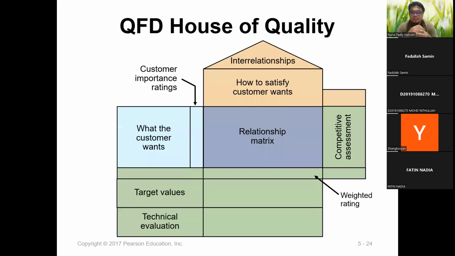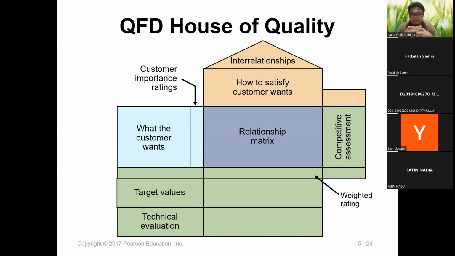Okay, QFD. So this is an example. We have a lot. When you search in Google, you type QFD, you can see many images to adapt and adopt from the previous and adapt to meet our current situations. Okay, so they have the interrelationship. They start at the top with the interrelationship, in the orange color or light brown color, light orange color. How to satisfy the customer wants.